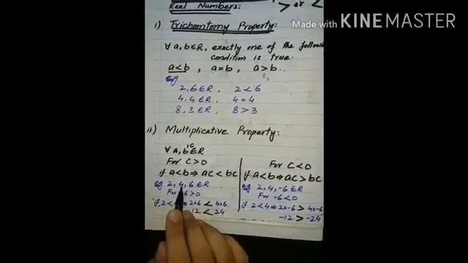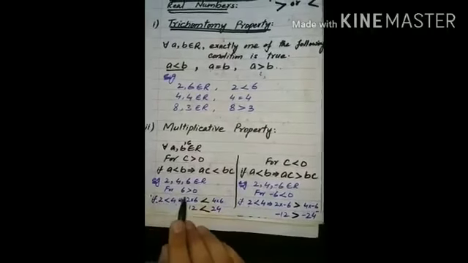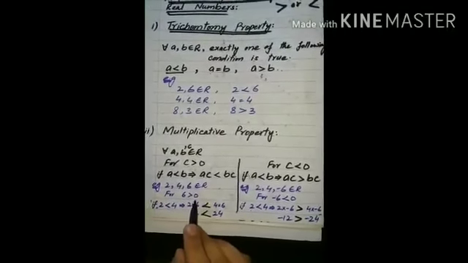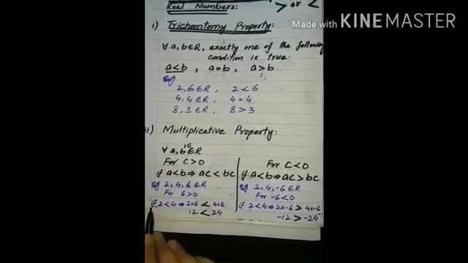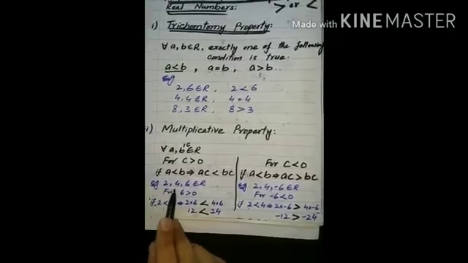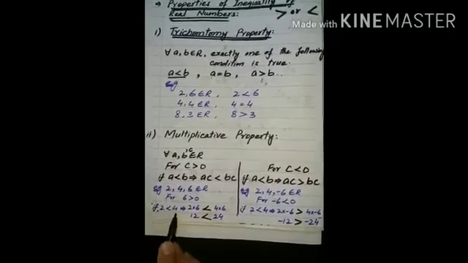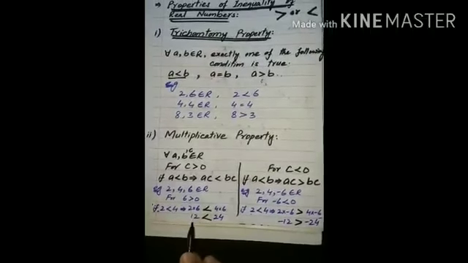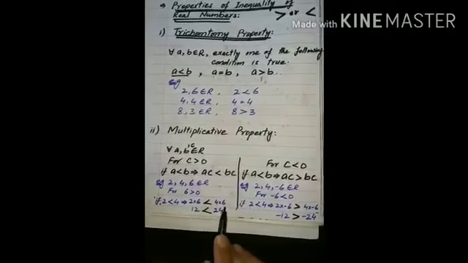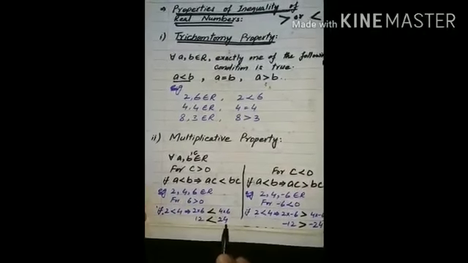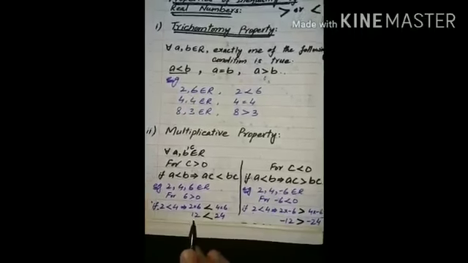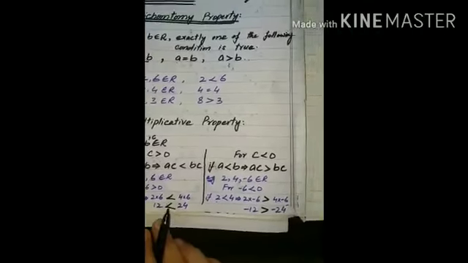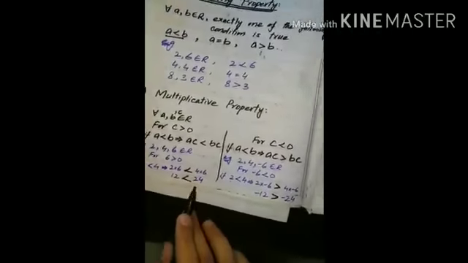For example, 2, 4, 6 are three real numbers, and for C we have taken 6, and 6 is a positive number. Now look at the relation between these two numbers. 2 is less than 4, and if I multiply 6 on both sides of the inequality, we'll get 12 from the left hand side, and from the right hand side we'll get 24. So the left hand side is still less than the right hand side of this inequality, which means the inequality remains the same.